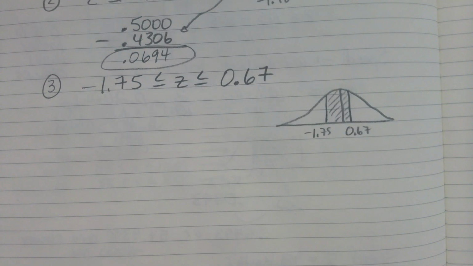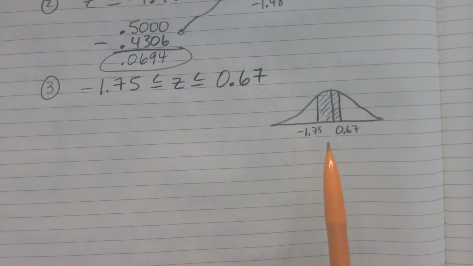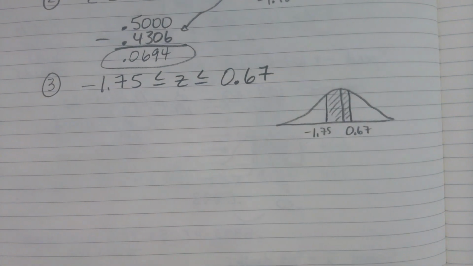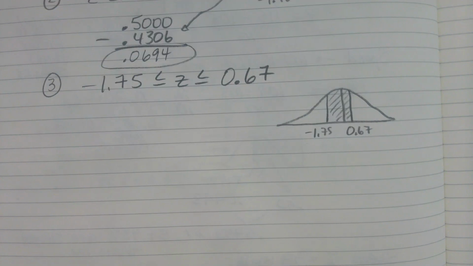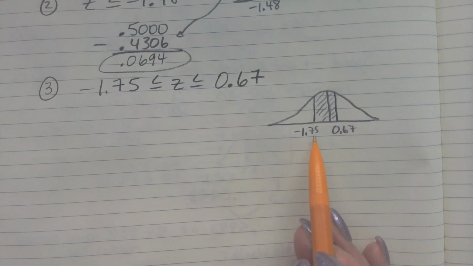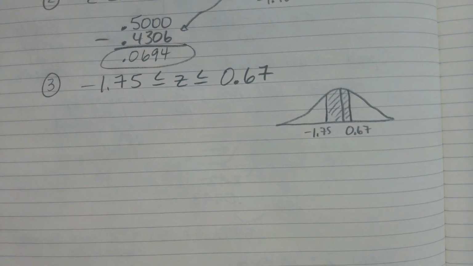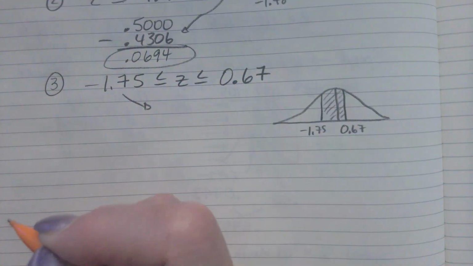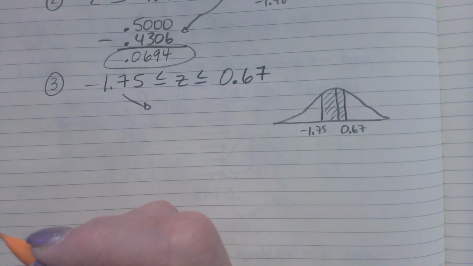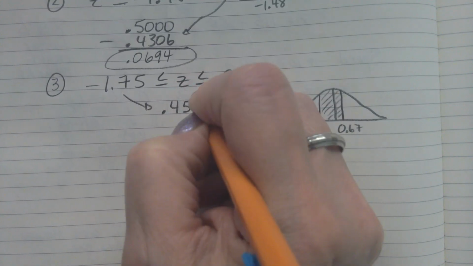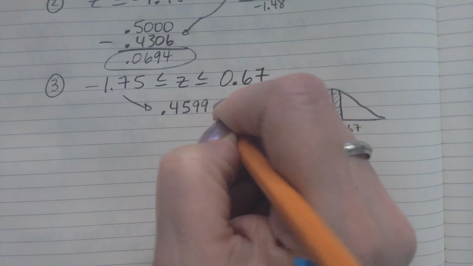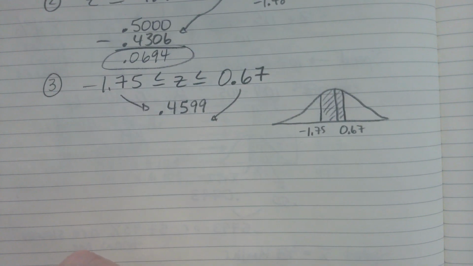Is the negative 1.75 value negative though? The negative just tells me that it's on the left-hand side of my picture. The Z chart, you notice, it has no negatives on it. So it doesn't matter whether you're looking up negative 1.75 or positive 1.75, it's where you put it on your curve. Gotcha. So this right here is 0.4599. And the other one is, what is it? 0.2486.